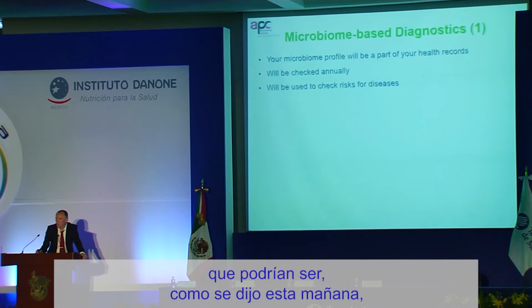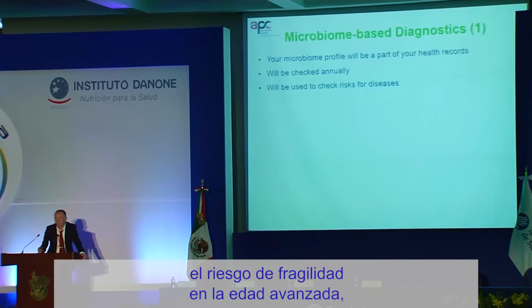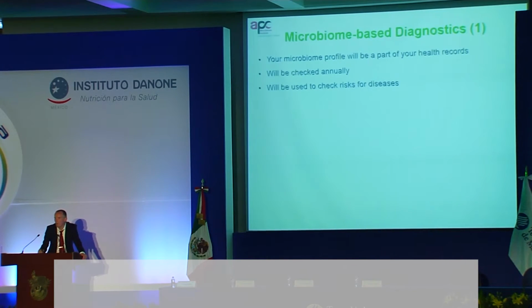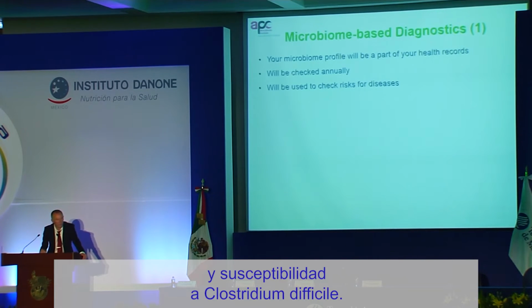Those diseases could be, as we heard this morning, risk for childhood obesity. It could be risk for frailty in old age. It could be drop in microbiota diversity and susceptibility to Clostridium difficile.